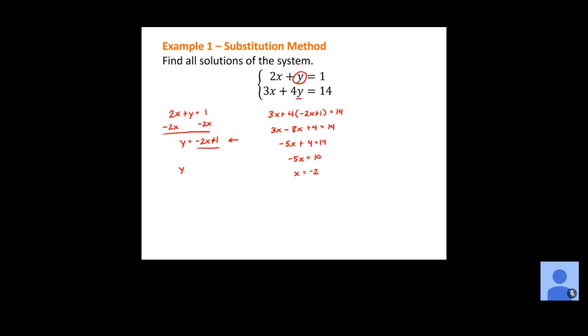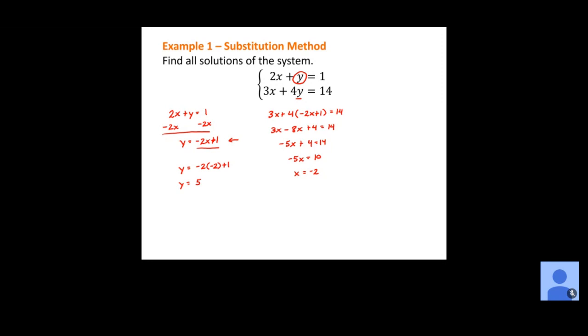So right here, I'm going to say y equals negative 2 times our x value, which is negative 2, plus 1. Now, if we simplify that, negative 2 times negative 2 is positive 4. 4 plus 1 is 5. And so now we have a y value of 5.